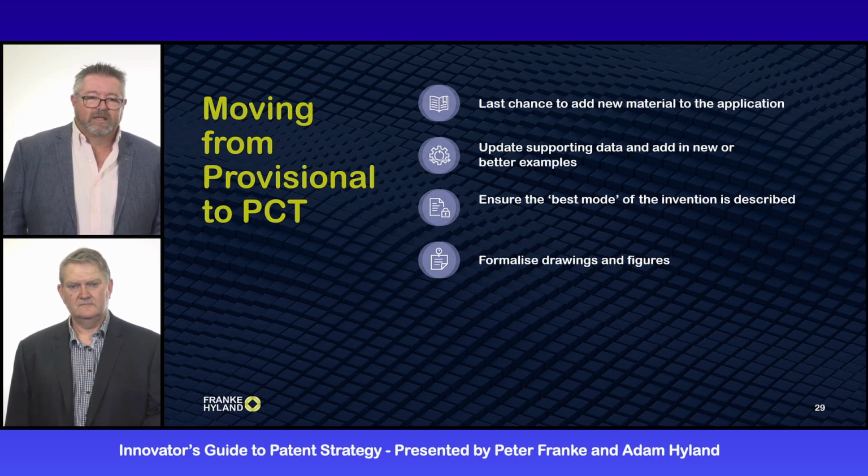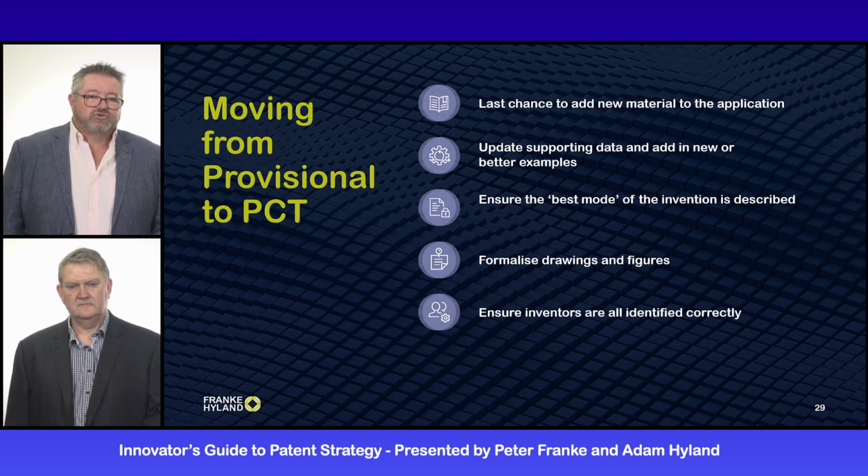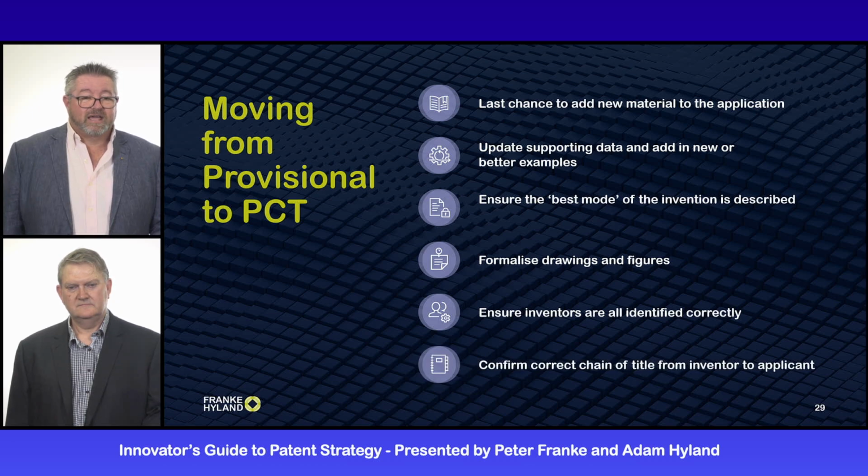We need to make sure at this stage in particular that all the inventors are identified correctly. We don't have to identify inventors at the provisional stage, but at the PCT stage we need to make sure that we are naming inventors and that we are not naming people who are not inventors, because these things can be very problematic to fix further down the track in national applications. And now is the time to make sure that we have absolutely got the correct chain of title from the inventor to the company who is applying for that PCT application.